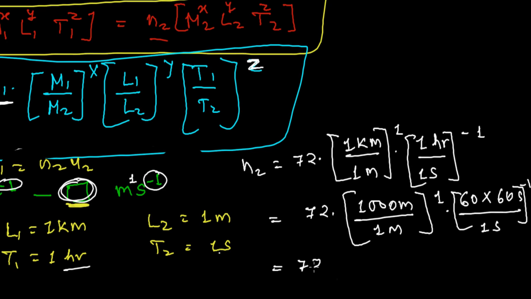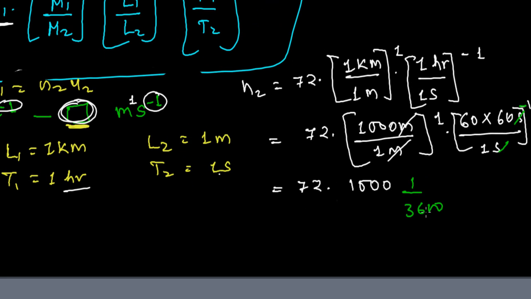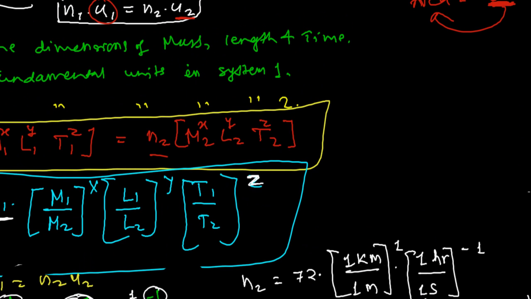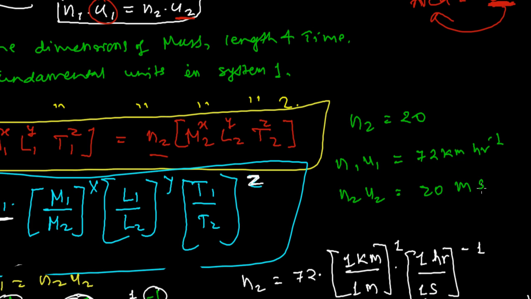So further it's 72 times 1000, because meter and meter get cancelled, and second and second get cancelled, over 3600. Because the power is negative, 3600 goes down. Now we can cancel two zeros. 36 times 2 is 72, so we get 20. So n2 equals 20. Therefore, n1u1 was 72 kilometer per hour, and n2u2 is 20 meter per second. This is how we converted 72 kilometer per hour into 20 meter per second.